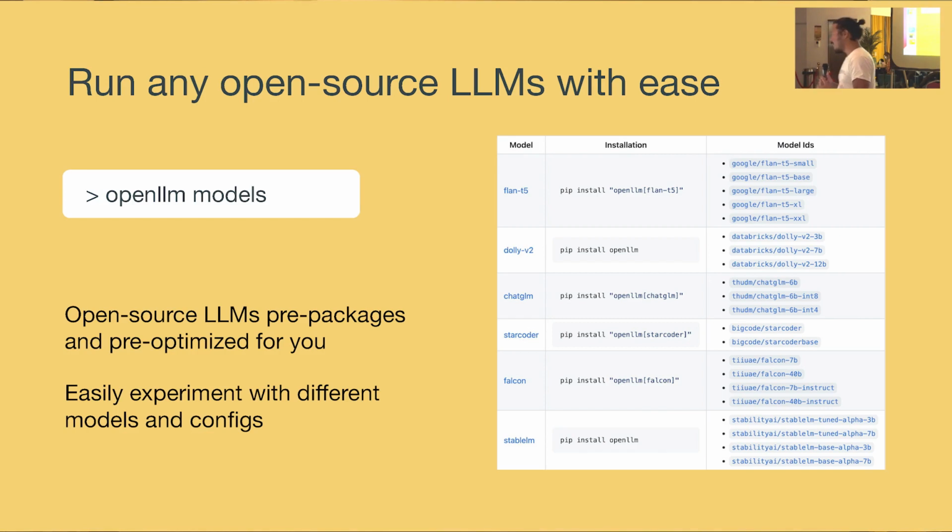So the idea here is, with this open source project, you have access to about 50 of the most popular open source models. It's actually really easy to pull any model from Hugging Face into the library and run it as well.